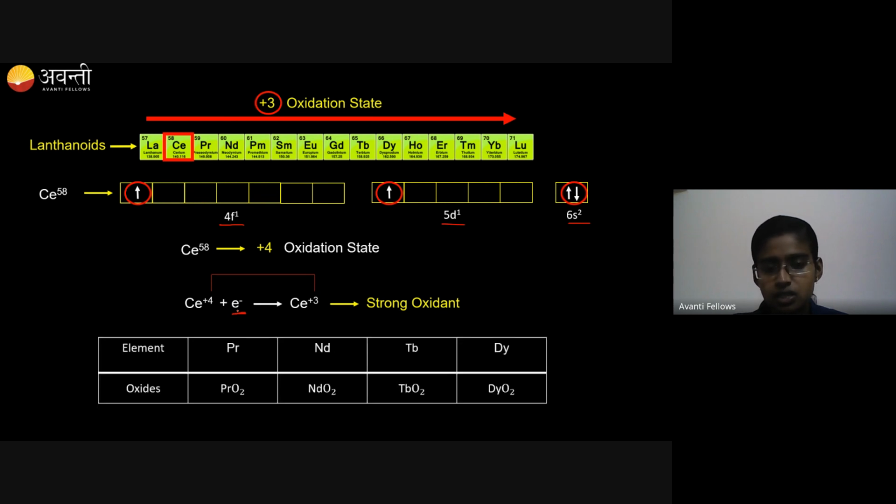Strong oxidizing agent. And praseodymium, neodymium, terbium, and dysprosium: all these 4 elements are the exceptions. All these 4 exist in the +4 oxidation state. You have to note the exceptions, okay? It is very important. So cerium exists in +4 but turns to +3, acting as an oxidizing agent, and these 4 elements are exceptions. In their oxide form, the oxidation state is +4 for them. Clear?